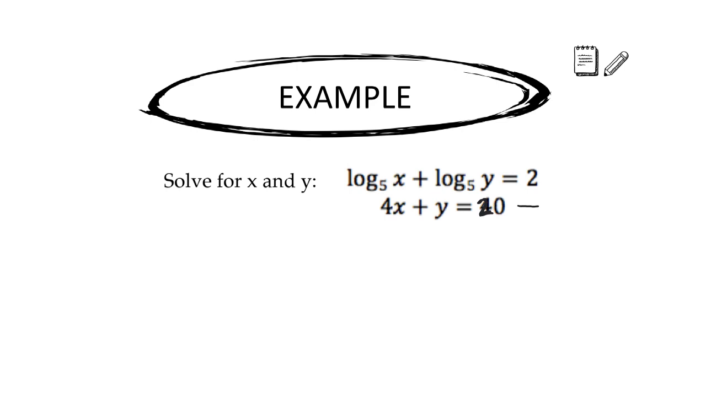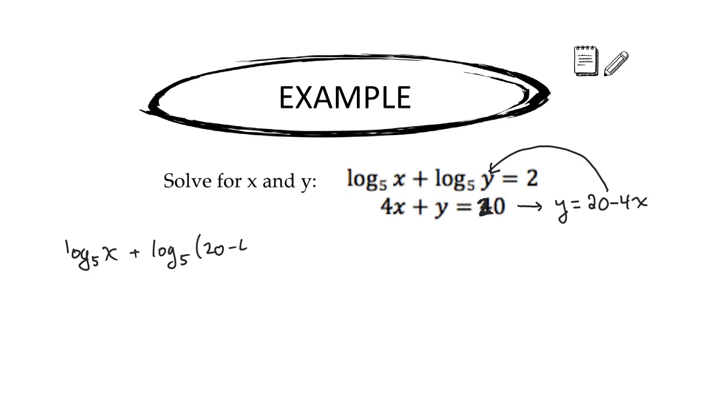So the idea here is to try substitution. If I could take my second equation, rewrite it as y is equal to 20 minus 4x, then I can plug 20 minus 4x in for y in the first equation to get a new equation that is entirely in x. Log base 5 of x plus log base 5 of 20 minus 4x, that's going to be equal to 2. Using my product rule for logs, I can rewrite this as log base 5 of 20x minus 4x squared, and that's equal to 2.